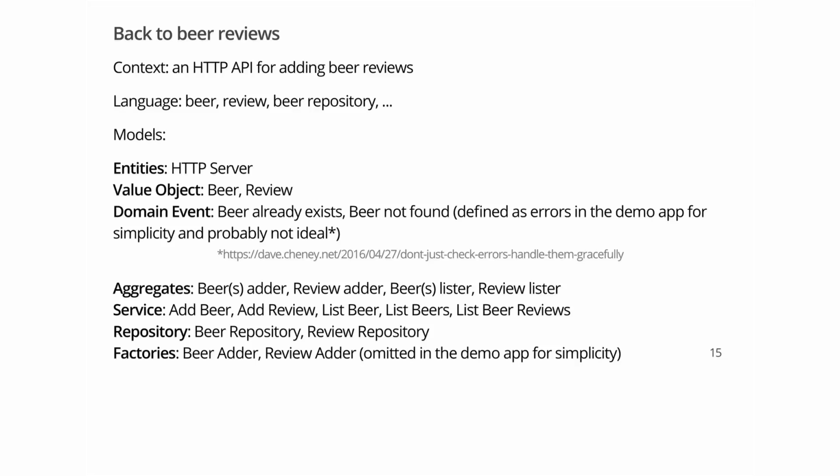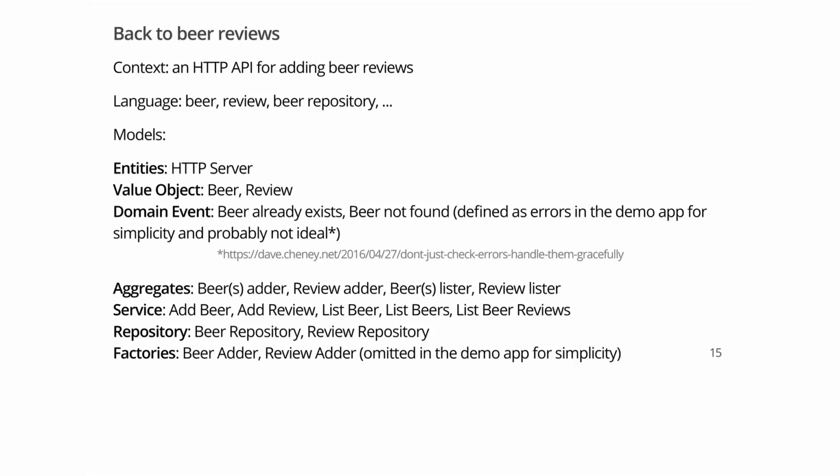And then the language that we're going to use is beer review, beer repository, and so on and so forth. So you could, for example, have debates around, do we call the repository of beers a beer collection? Do we call it a repository? Do we call it a cellar? And just come up with a crazy name for it.